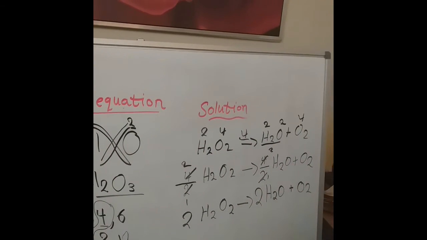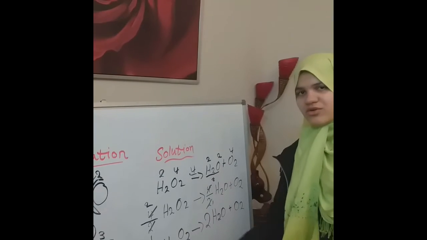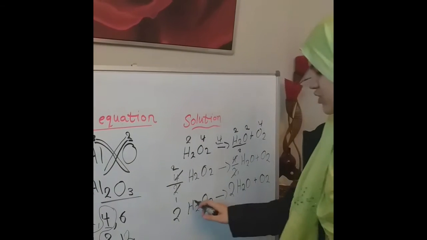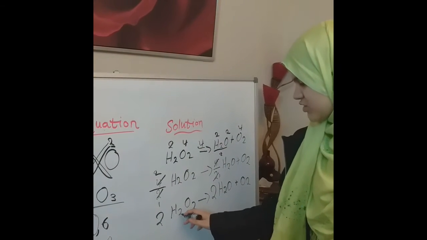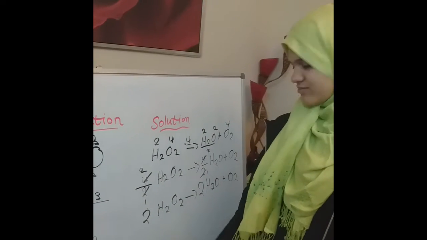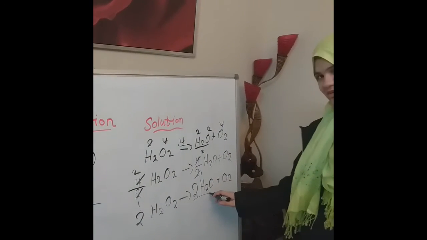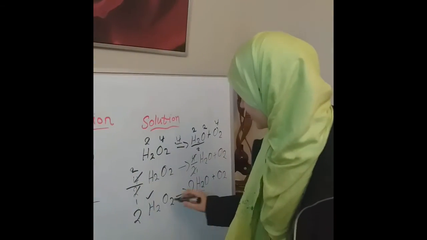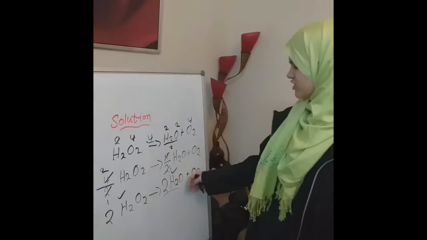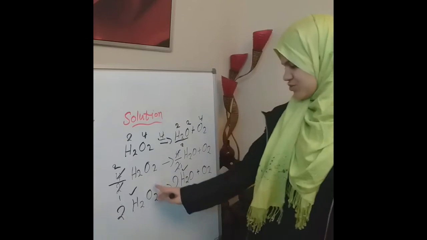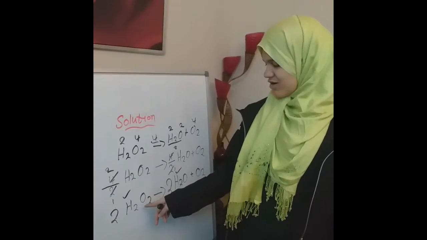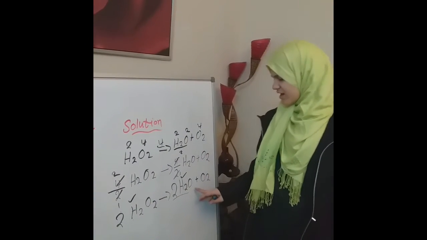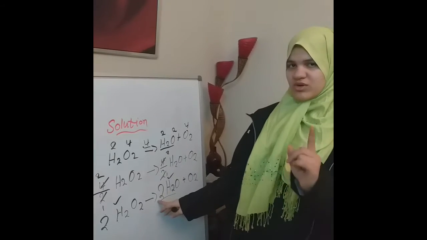Here we check whether it is balanced or not. First, there are 4 atoms of hydrogen, because 2 times 2 is equal to 4. Then here also we have 4 atoms of hydrogen. So hydrogen is balanced. What about oxygen? 2 times 2 is 4, that means 4 oxygen in the reactants. Let us see the products. Here there is 2 times 1, only 2 for oxygen.